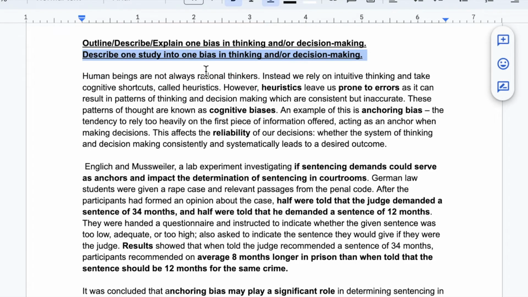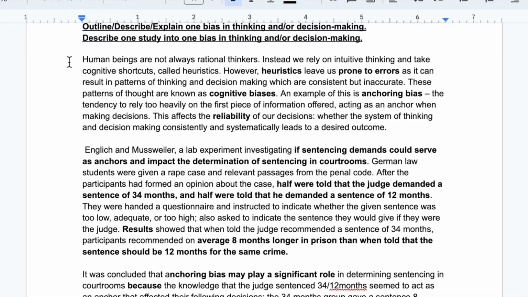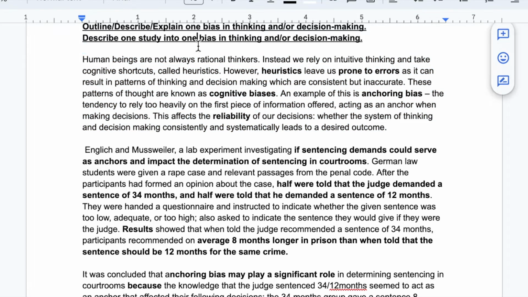If you get a question like, describe one study into one bias in thinking and or decision making. You'll dedicate your first paragraph to introducing what bias in thinking and decision making is. So this is just a short intro. Human beings are not always rational thinkers. Instead, we rely on intuitive thinking and take cognitive shortcuts called heuristics.